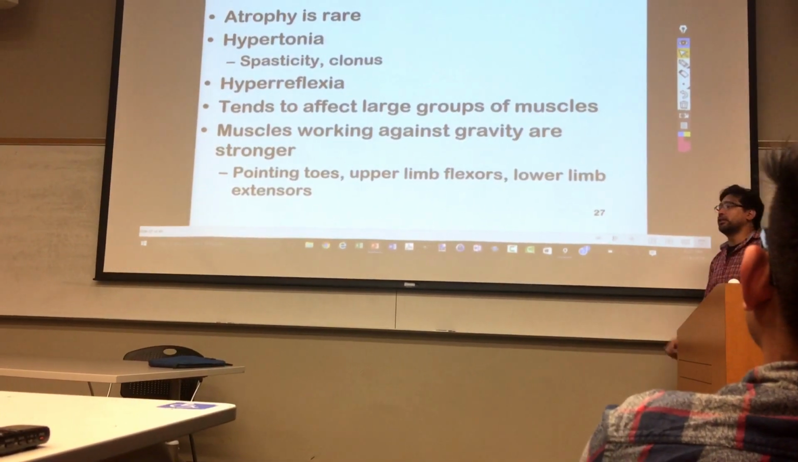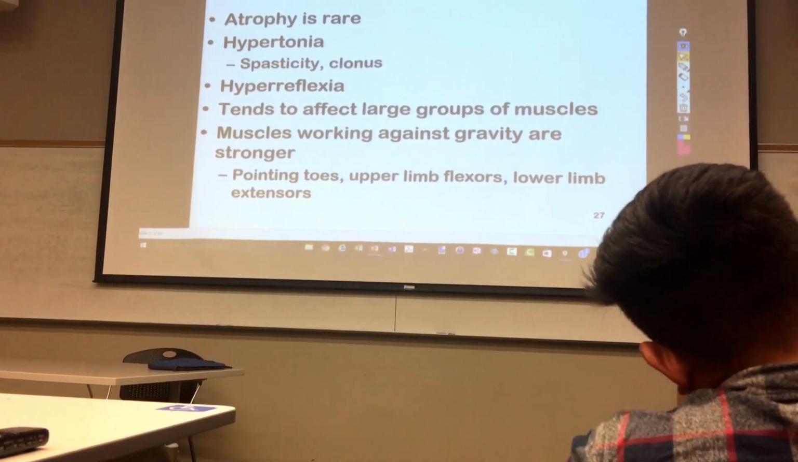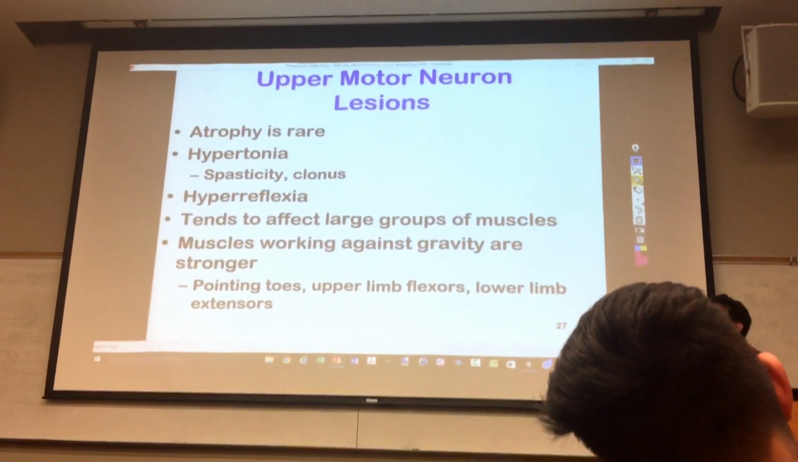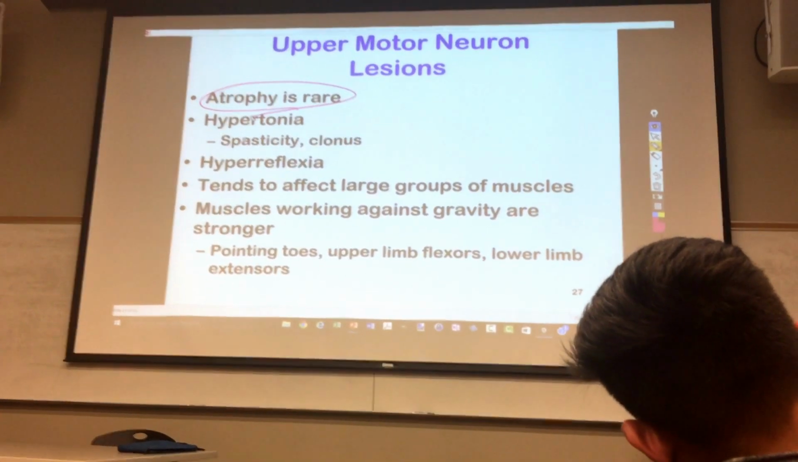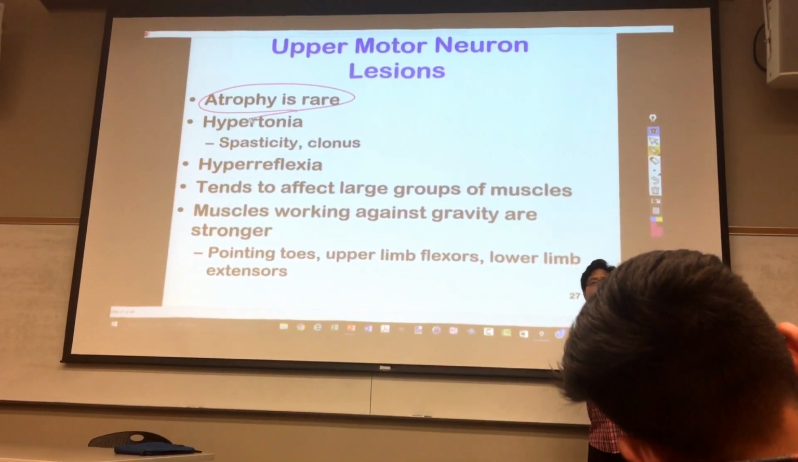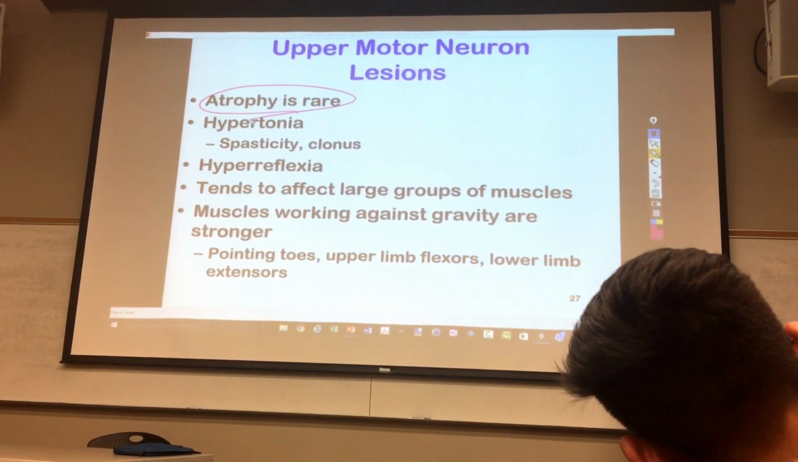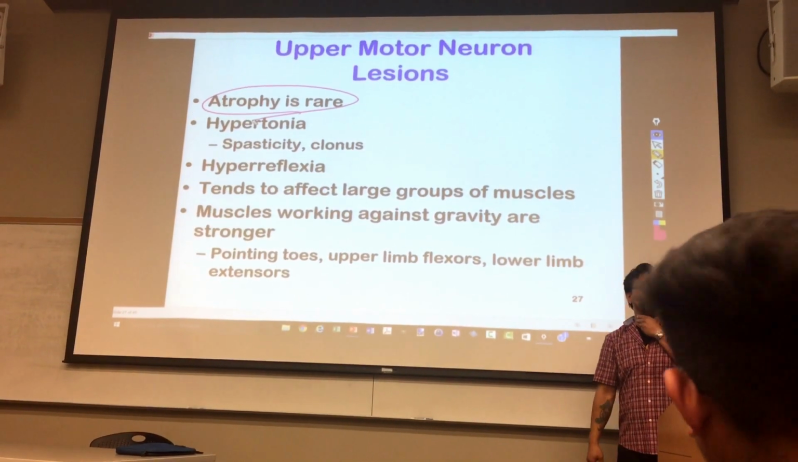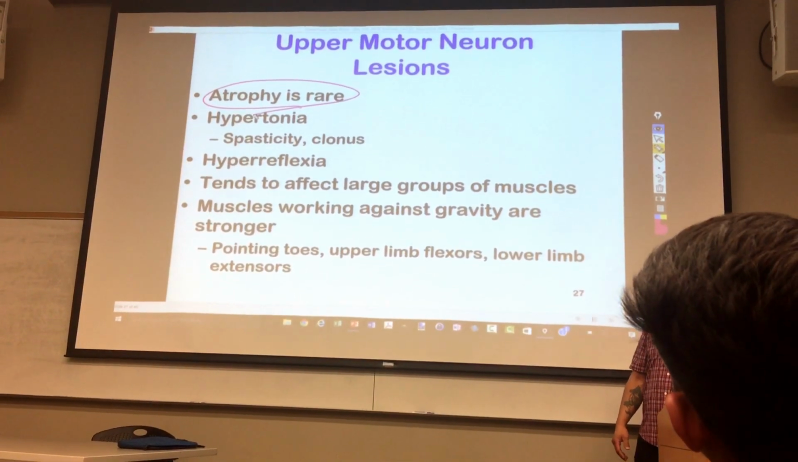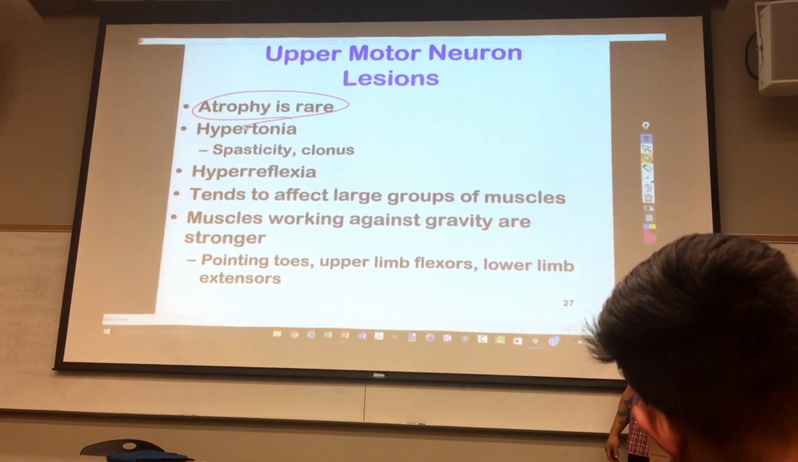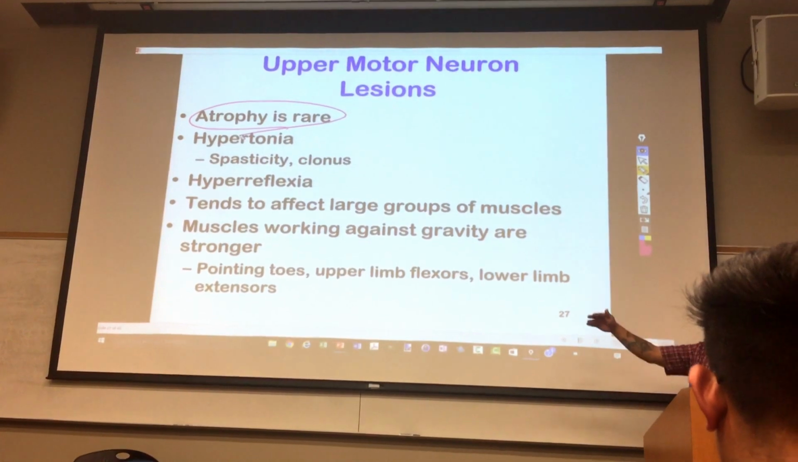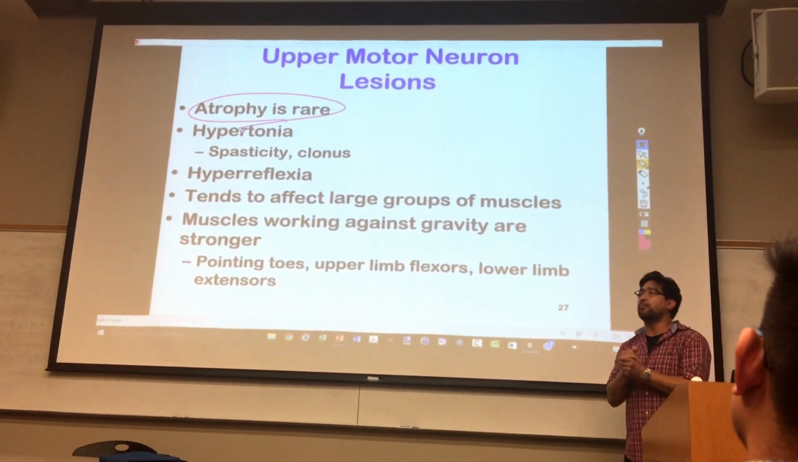Okay, upper motor neuron lesions. When we're talking about upper motor neuron lesions, why would atrophy not be a common symptom for upper motor neuron lesions? Why would atrophy not be a common symptom? Okay, yes, so exactly. The upper motor neurons are not directly synapsing on the muscles.